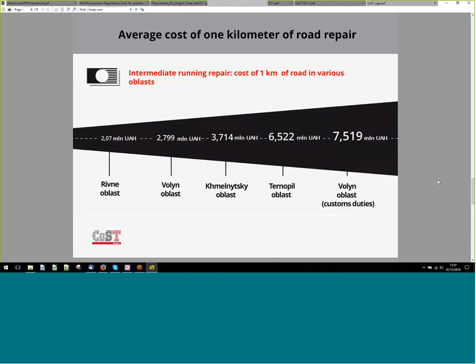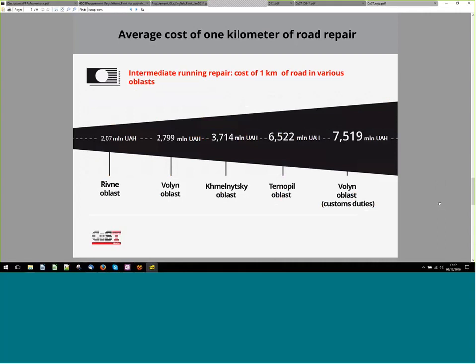Also here you have a slide showing the difference in the same kind of repair, which we call intermediate current repair or running repair. You can see that the cost of 1 kilometer of road repair varies very much from 2 million hryvnia, it's Ukrainian currency, to almost 8 million hryvnia. And it doesn't mean that where the value is higher, there are more corruption or mismanagement risks. They actually use different solutions for the current and intermediate repair.